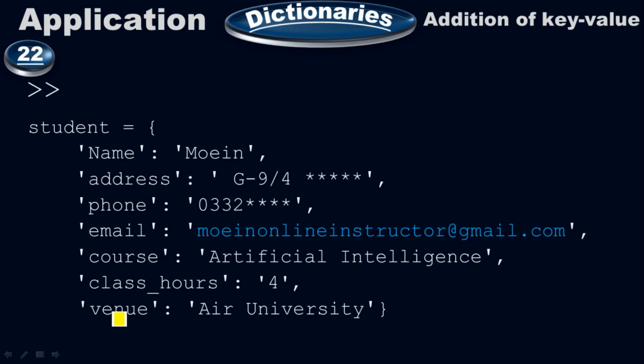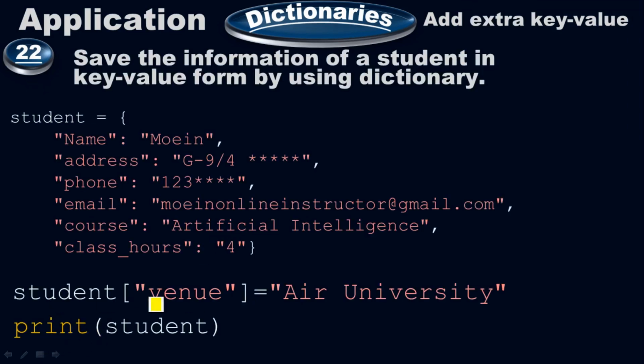There you go, the new key value pair. I have added another key value pair, which is venue. Venue is the key, Air University is the value. So now I have 7 key value pairs: 1, 2, 3, 4, 5, 6, 7, because I have added another extra key value pair to this dictionary. That's how we can add extra key value pairs to the dictionary with the help of this line, student of venue equals to Air University.